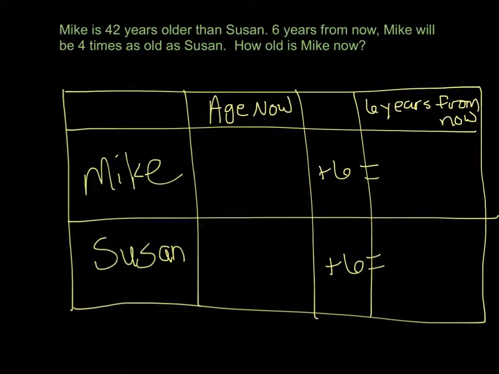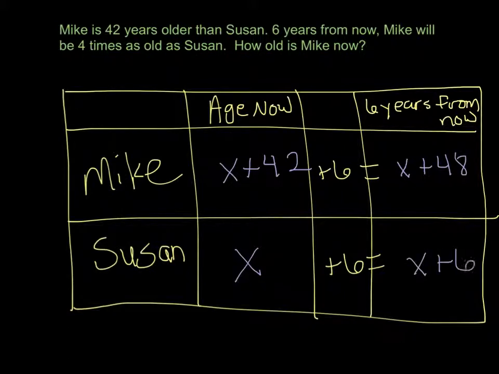Alright, Mike is 42 years older than Susan. So Susan's going to be our x this time. Mike is 42 years older. So x plus 42. Then it says 6 years from now. So since it's 6 years later, we're adding 6 to each of these. So 42 plus 6 should be 48. And then here we just have x plus 6.